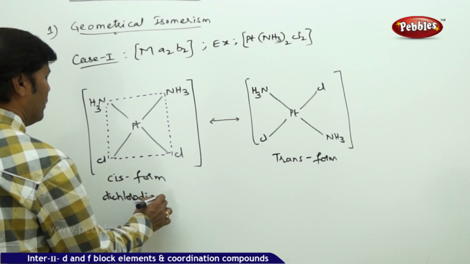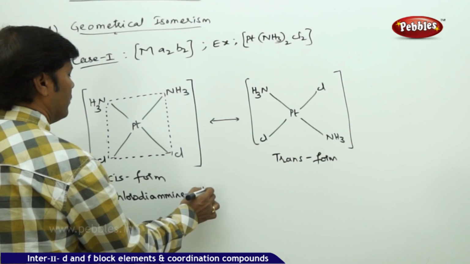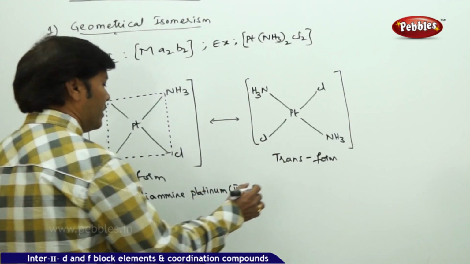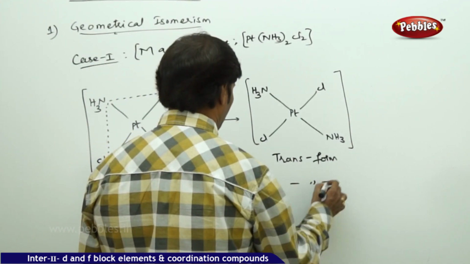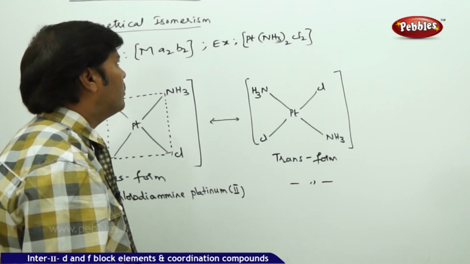Dichlorodiammine platinum(II) complex. This is cis form of dichlorodiammine platinum(II) complex. So same thing applies here also. And this is how we can prove that is MA2B2.